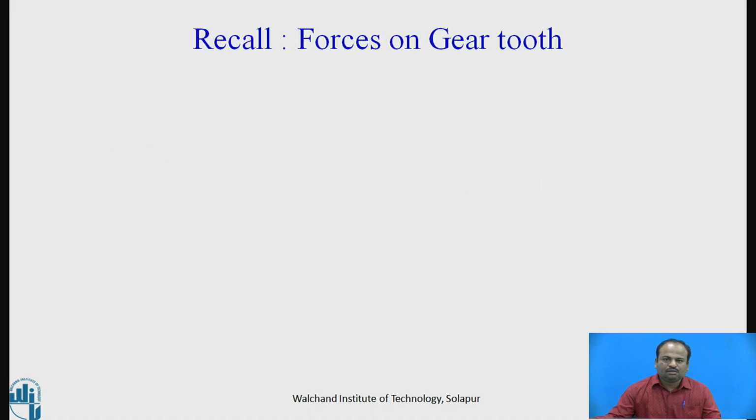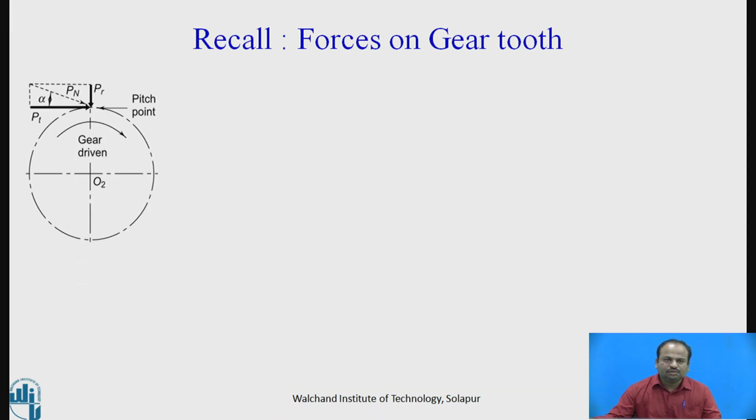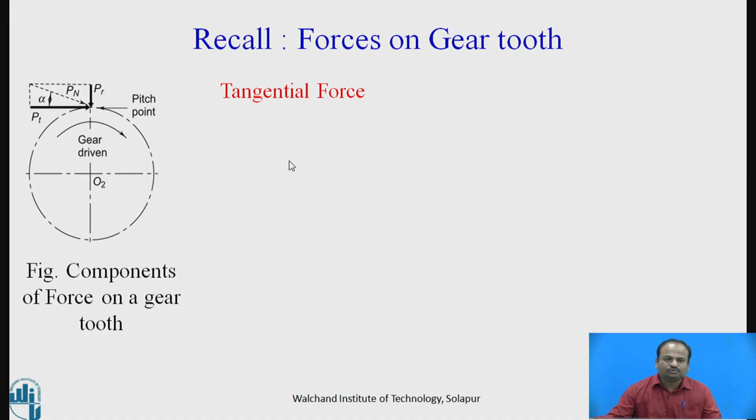We'll recall what we discussed in the last session, the forces on the gear tooth. So here PT is the important force that is acting on the gear tooth, which is responsible for driving this particular gear, and PR is the radial force. Pn is nothing but the normal force. Alpha is nothing but the pressure angle. So these are the components of the forces which are acting on the gear.